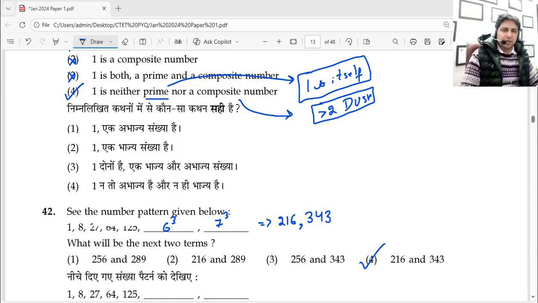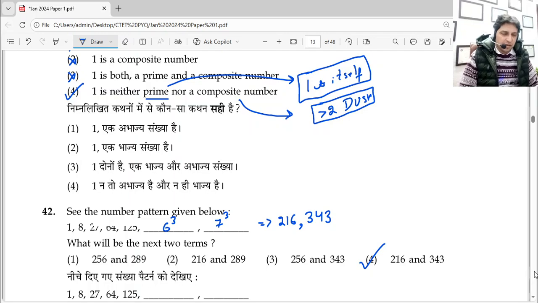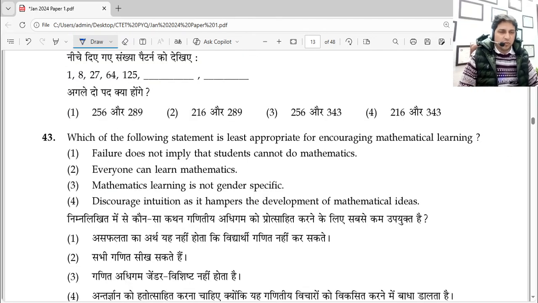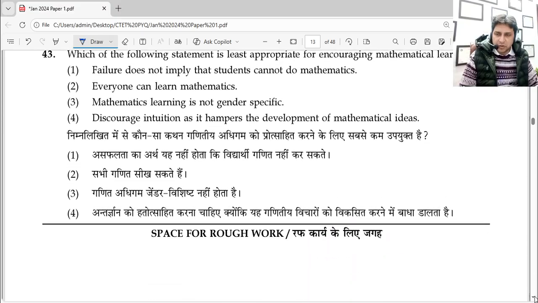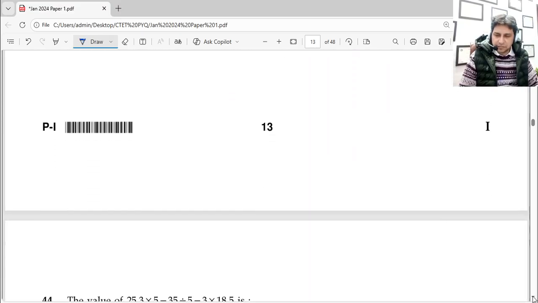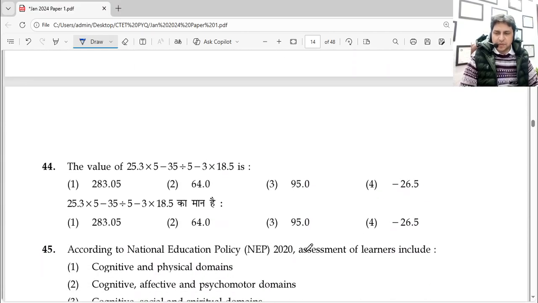So in the CTET paper, these 30 marks, I believe, are easy to get. There's nothing which one has to really try hard for. One may easily get these marks. It's a theoretical one. Now the question number 44.